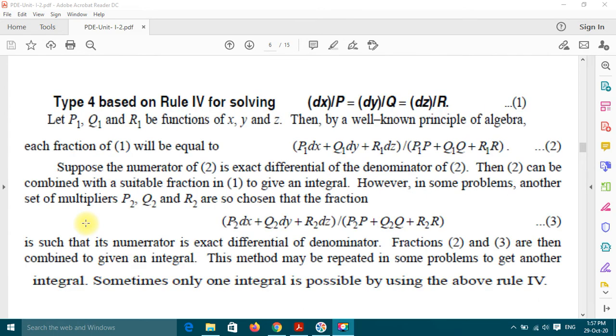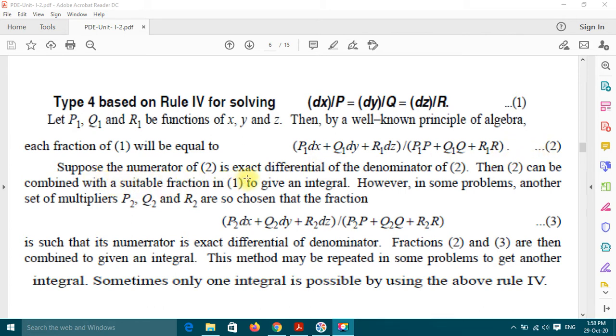Now we discuss type 4. Type 4 means the fourth form of Lagrange's differential equation. Now our Lagrange's subsidiary equation is dx upon P is equal to dy upon Q is equal to dz upon R. So let P1, Q1, R1 be functions of x, y and z. Then by the well known principle of algebra, each fraction of this equation 1 will be equal to (P1 dx plus Q1 dy plus R1 dz) upon (P1 P plus Q1 Q plus R1 R), and then we suppose this to be equation number 2.